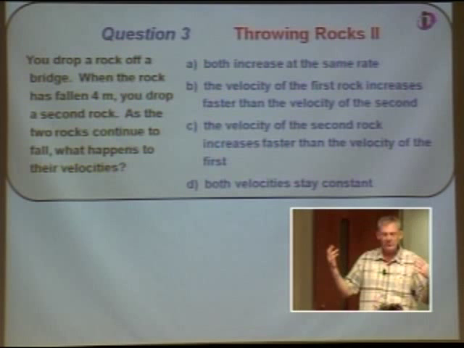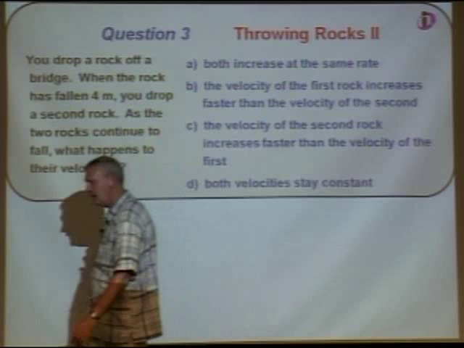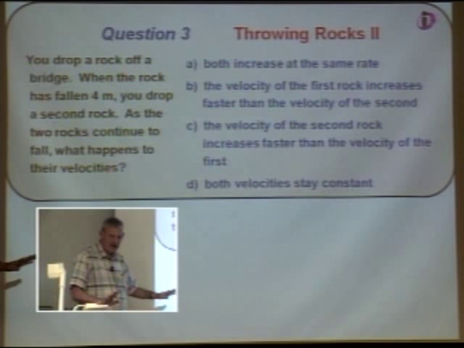These physics questions like this are hard. They really are. They are tricky. Because you start thinking, oh, well, that one rock is already going so much faster. That's within your head, just from your normal experiences, but that's not what we're asking. Yes?